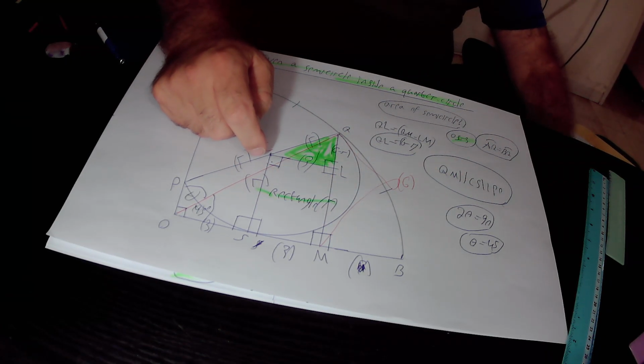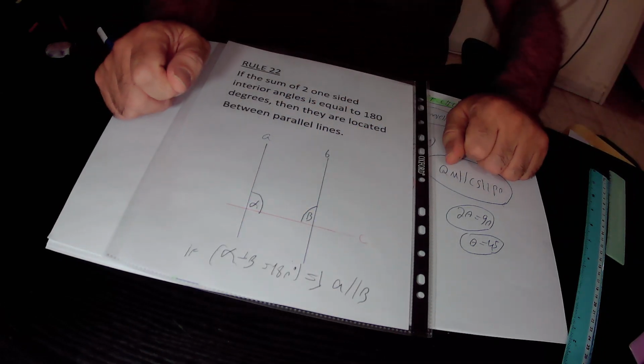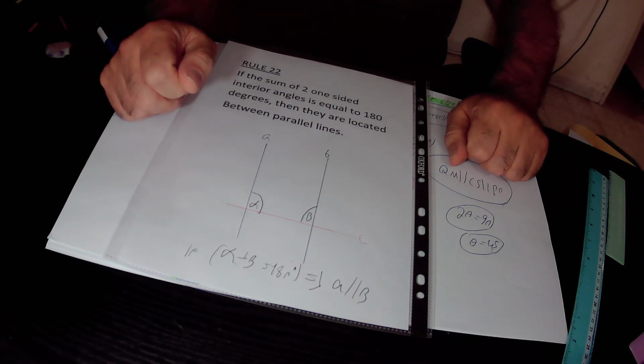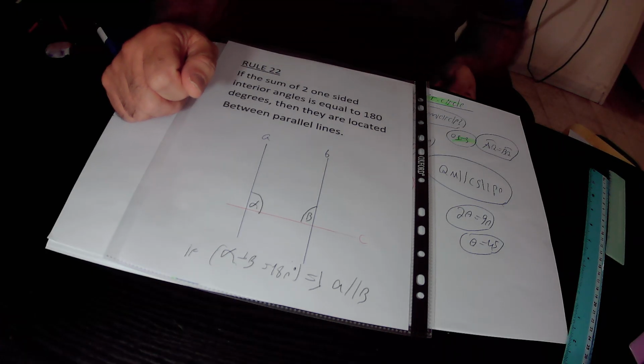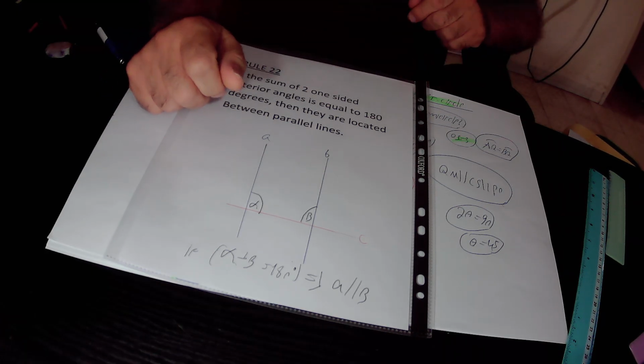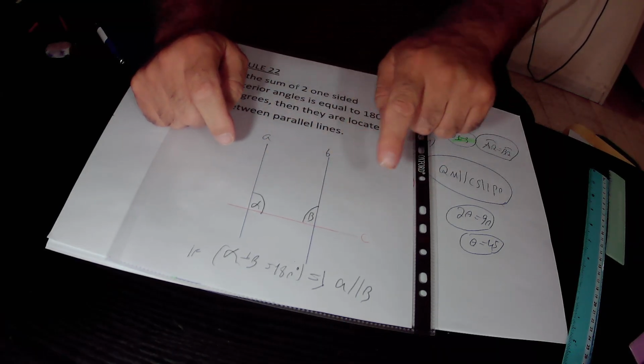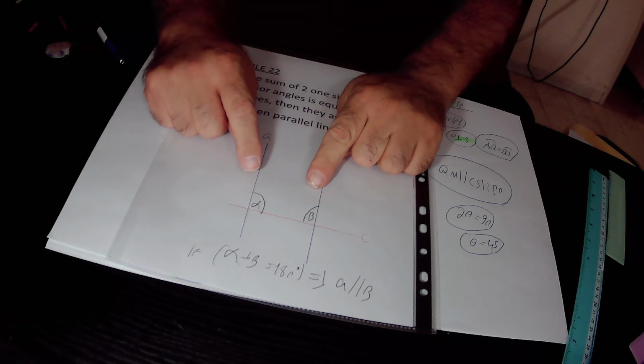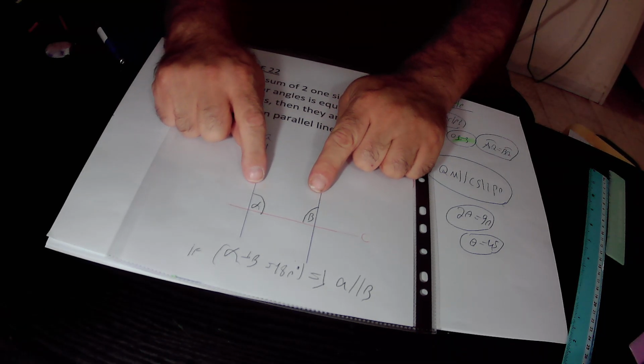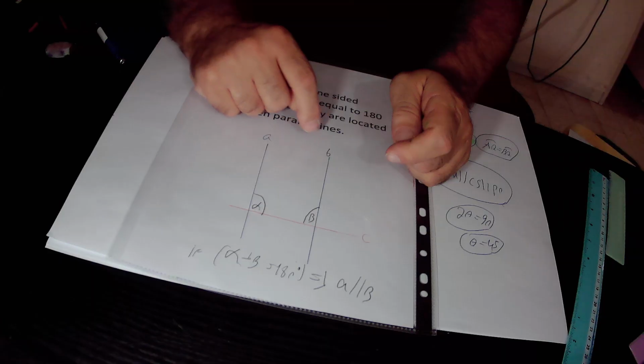So I can click on rule 22. According to rule 22, if the sum of two one-sided interior angles is equal to 180 degrees, then they must be located between parallels. We have line A and line B, and the red line C cuts those two lines. Those two angles, alpha and beta, are one-sided interior angles. If alpha plus beta equals 180 degrees, then line A is parallel to line B.